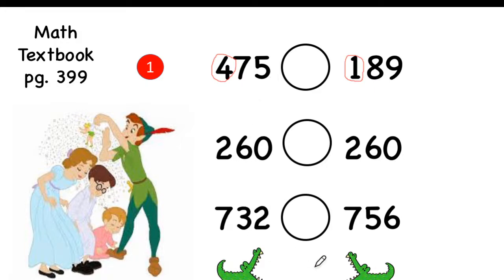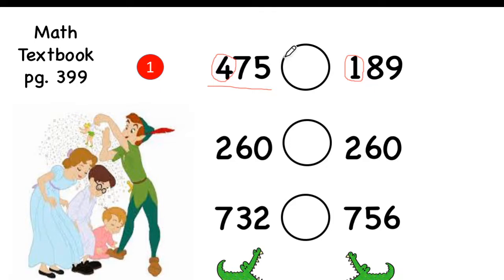Which crocodile will come and eat the greater number? This one or this one? That one with his mouth open this way because he will eat this number. He will come and eat it.